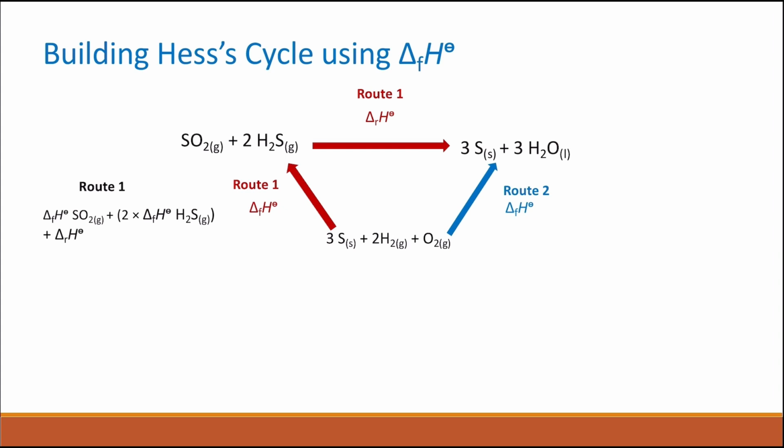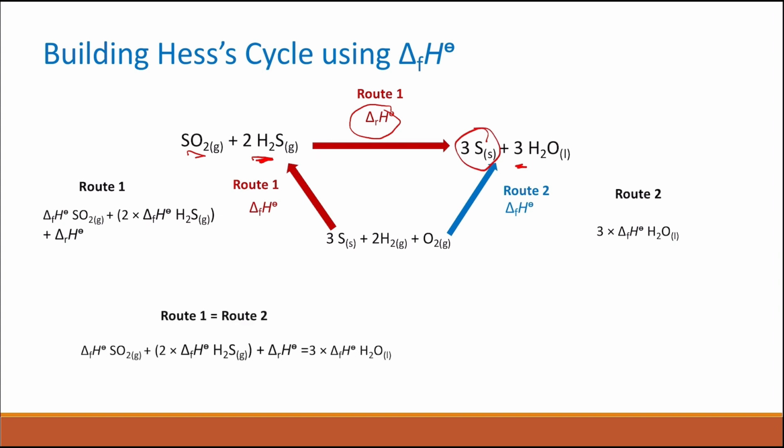Route one will give you the enthalpy of formation of sulfur dioxide and 2 times the enthalpy of formation of hydrogen sulfide, because we have 2 moles. And route two, in addition, of course, to the enthalpy of the reaction, which is missing, will be 3 times the enthalpy of formation of water, and sulfur is an element, so it has 0 enthalpy of formation. Route one equals route two. When you put in all the values that you are provided with in the exam, there will be only one value missing, and you can find this value.